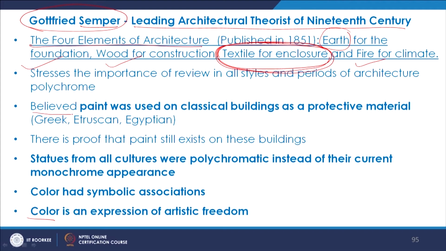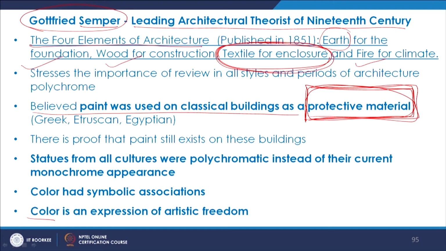So he believed paint was used on classical buildings as a protective material. So it was not just aesthetical, but Semper believed that it was a protective material, and that's also what we see in a lot of ancient techniques of mural and painting, where the coat or the layer is described as protective, which prevents the underneath layer from weathering, insects and a lot of other different issues. So that is what Semper emphasized upon.